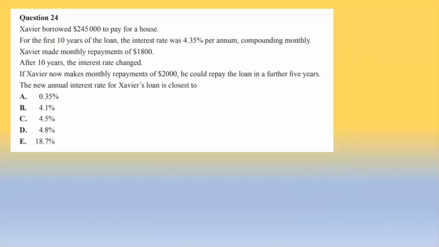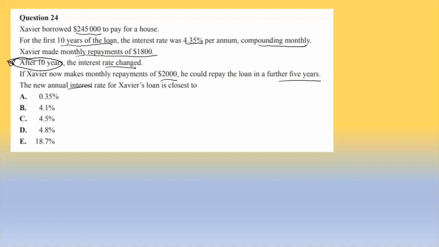Last question in the section. Xavier borrowed $245,000 to pay for a house. For the first 10 years of the loan, the interest rate was 4.35% compounding monthly, and Xavier made monthly payments of $1,800. After 10 years, the interest rate changed. If Xavier now makes monthly payments of $2,000, he could repay his loan in a further 5 years. What is the new annual interest rate?